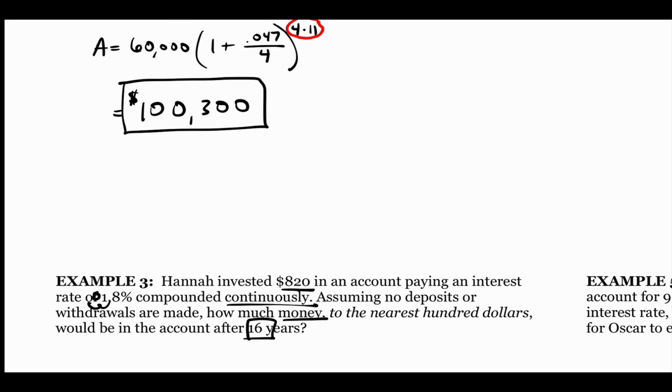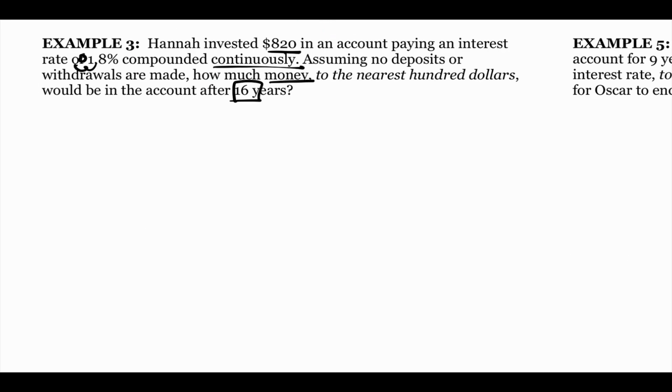Okay, so let's plug in these values here. A equals P times E to the R times T power. We're trying to find out how much money Hannah's going to have after 6 years. Principal is what she starts with, $820.